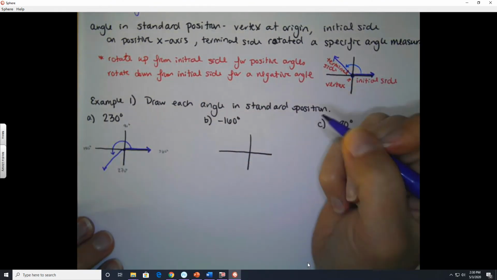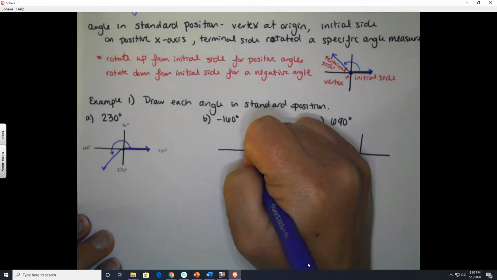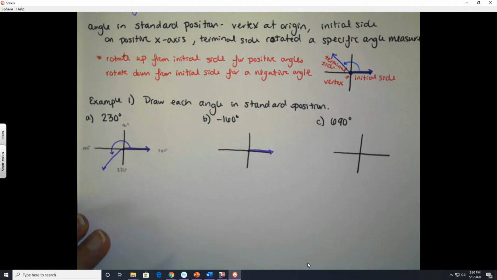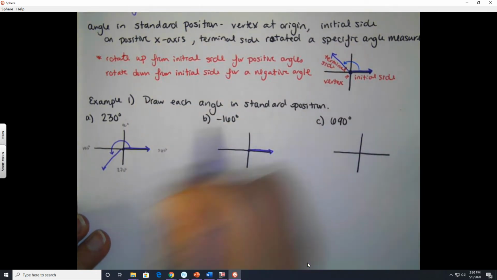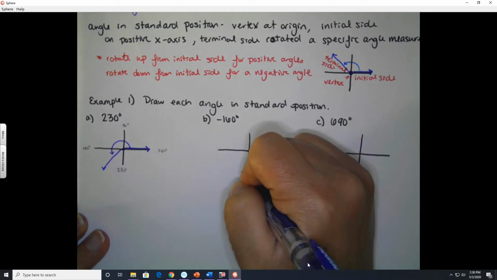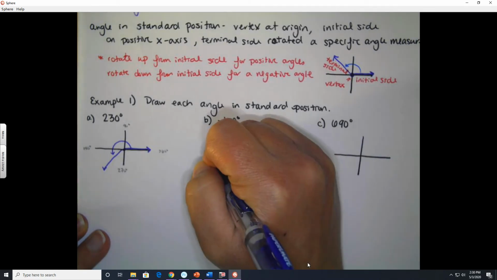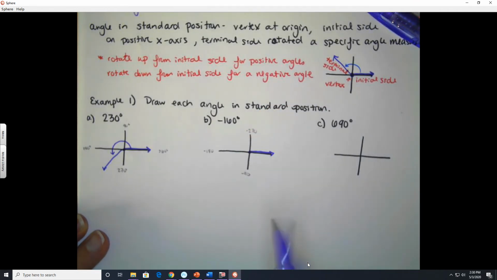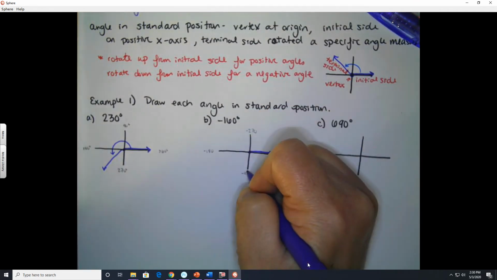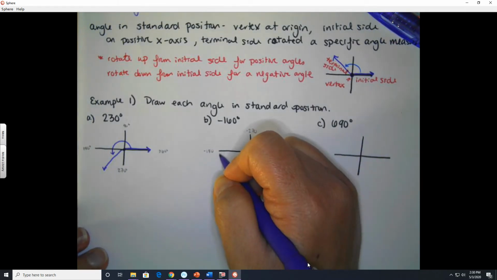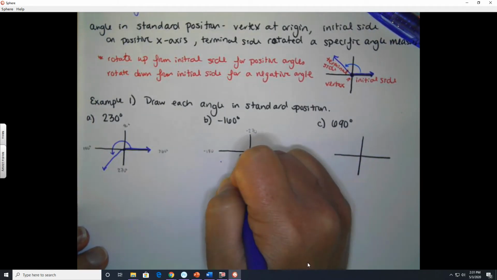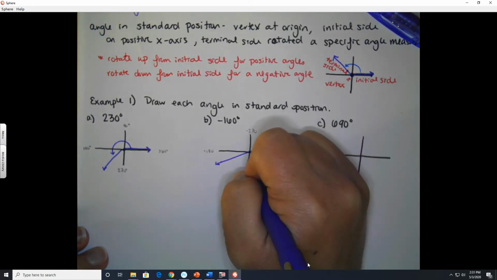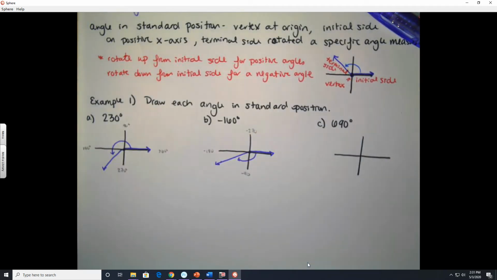All right, our next one, negative 160. Put my vertex on the origin, my initial side on the positive x-axis. This time I know I'm going to rotate down, I'm going to rotate clockwise. So here would be negative 90, this would be negative 180, this would be negative 270. To get to negative 160, I have to go past negative 90. I don't want to go all the way to negative 180, so maybe we'll estimate that's about right here for my terminal side. And then put my little arrow there to show which way I rotated to get there.